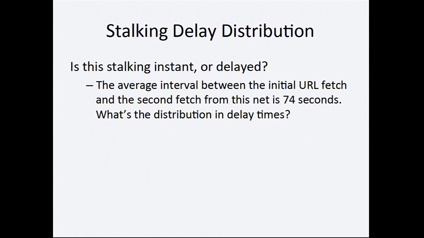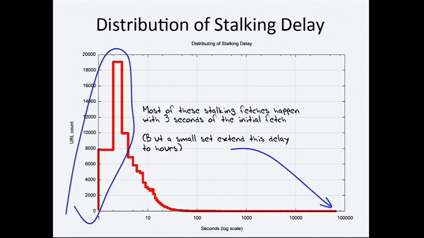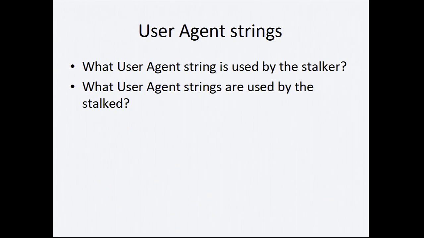So you kind of go, what's the timing of this particular stalker? How long does it take from the URL fetch to the stalk? The average was 74 seconds, but in reality, almost everything happens not in 1 second, not in 2 seconds, but 3 seconds. I don't know why 3. Tick, tick, tick, tick, 3, bang. Really weird. And some of the stalks happen a day later, it just takes forever. But there's this strong peak at 3 seconds. So that didn't really help.